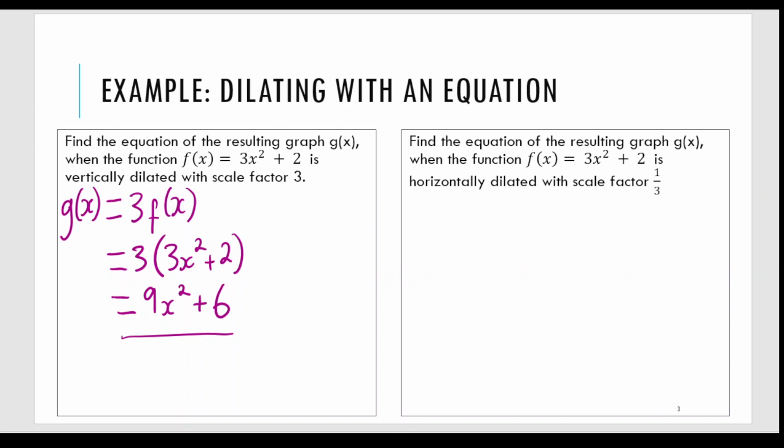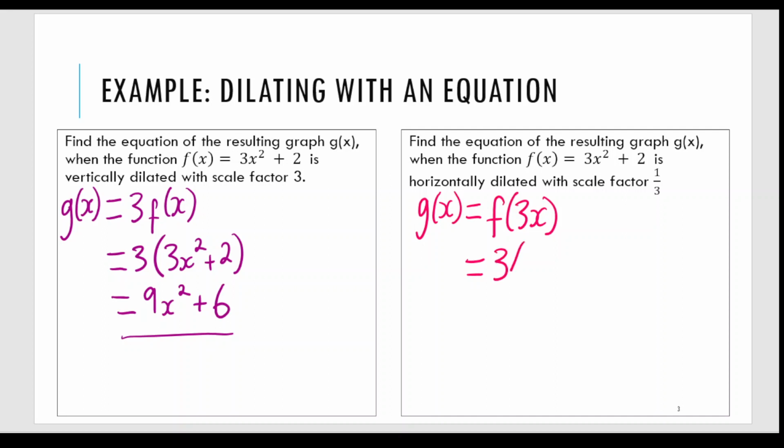Looking at our second one, this is the more difficult one. So we're looking at horizontal dilation. Now, if we have a scale factor of 1/3, that means that we have f of whatever the inverse of this number here is. So the inverse of 1/3 is 3. So we have f of 3x. So our new function here, g of x, is equal to f of 3x.